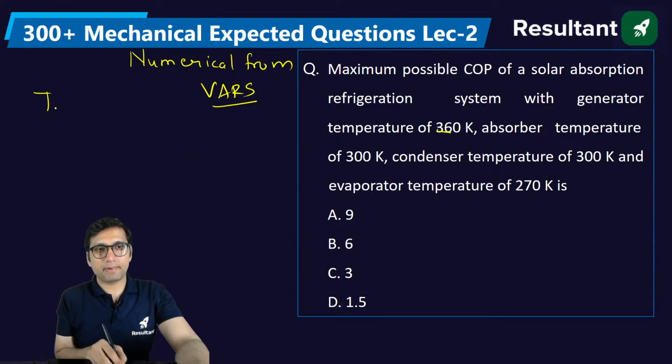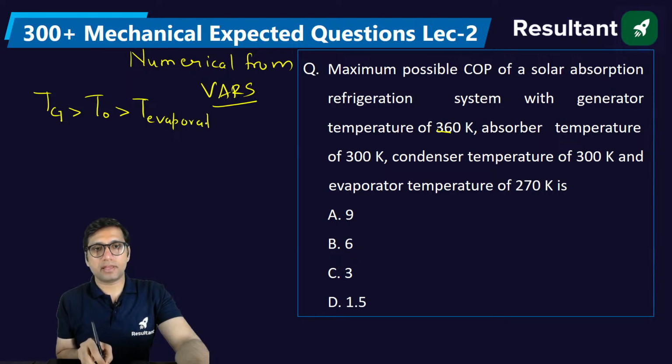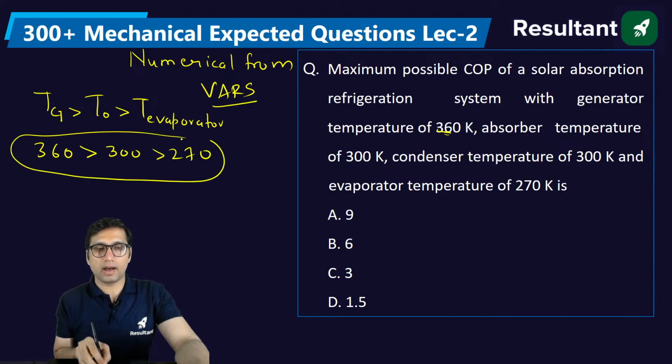There are three temperatures here: generator temperature, surrounding temperature and evaporator temperature. Just write these three temperatures in this order. The highest temperature, which is 360, is the generator temperature. The middle one is the surrounding and the lowest temperature is evaporator temperature. Now, after you have written all these temperatures in this order, what you need to do is just do one thing.